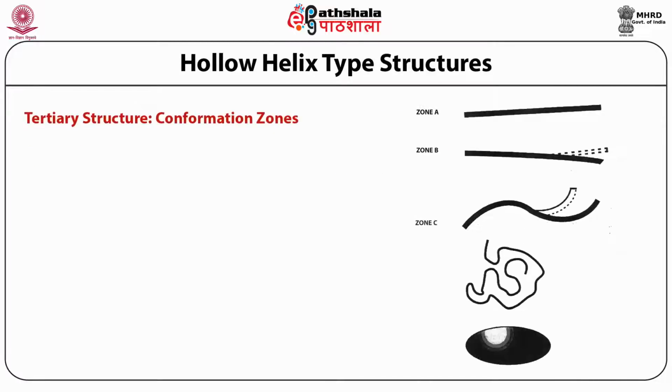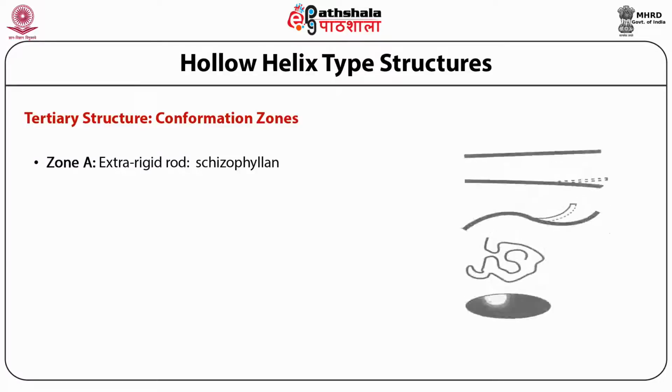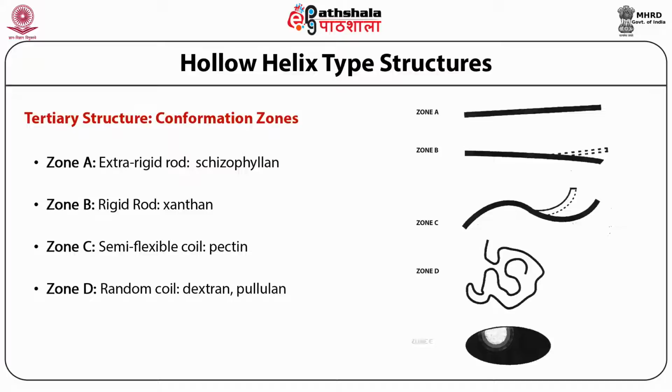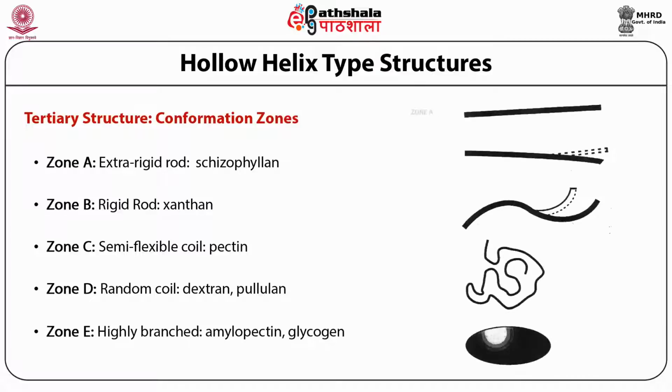Tertiary structure again has conformational zones: zone A, zone B, zone C, zone D and E. In case of zone A, extra rigid rod type conformation is available, whereas in zone B, rigid rod, example is xanthan. In zone C, semi-flexible coil, example is pectin, and in zone D, random coil, dextran, pullulan, etc. And in zone E, highly branched amylopectin and glycogens. So zone wise, complex carbohydrates can be categorized based on tertiary structure and conformation.